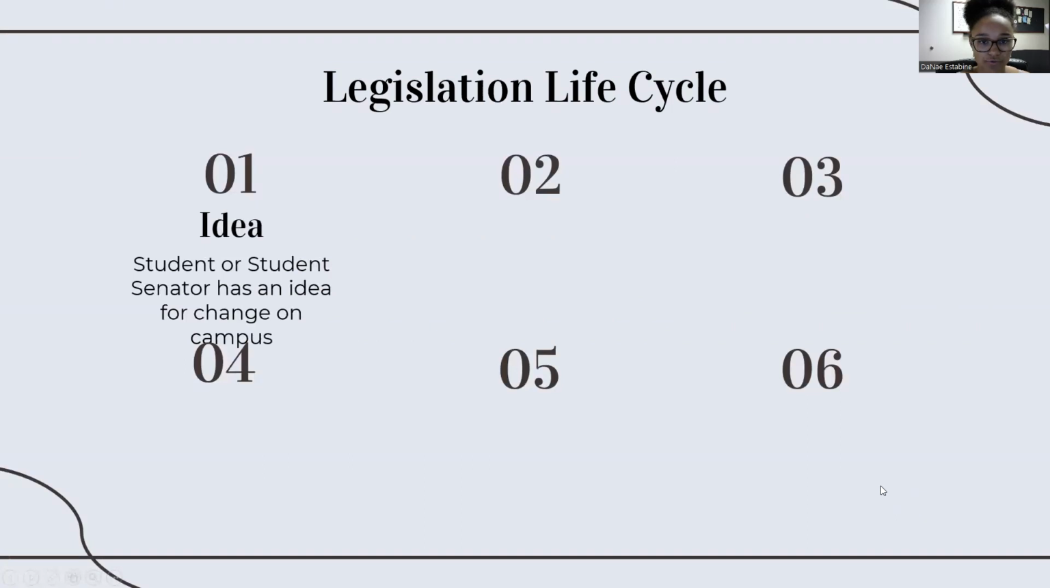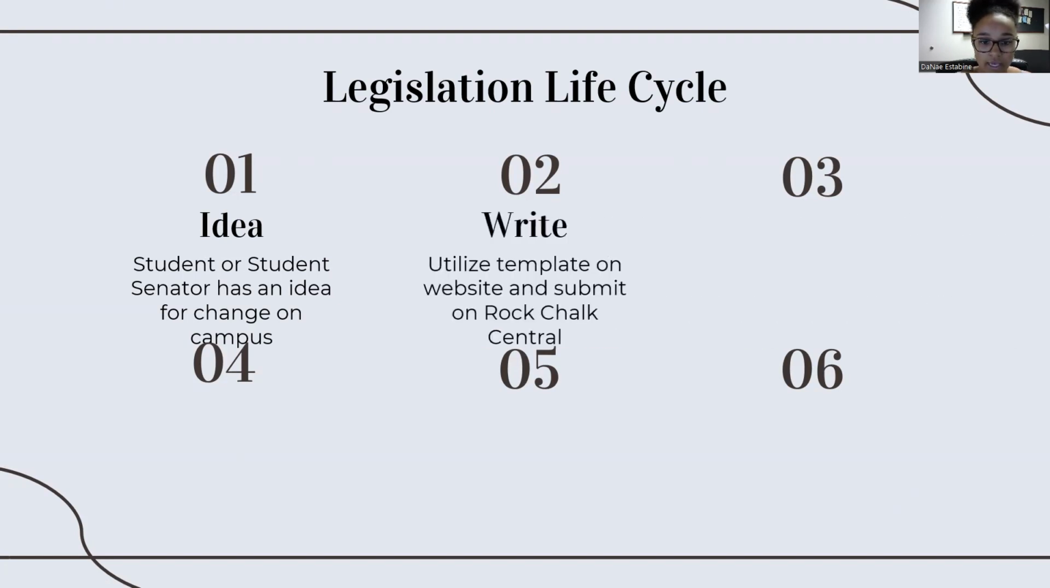So now going into the life cycle of a bill. One, you have an idea for the bill you want to write, some sort of change that you want to see happen on campus, or a particular opinion that you think Student Senate needs to take if writing a resolution. And so then you will write that bill or resolution.